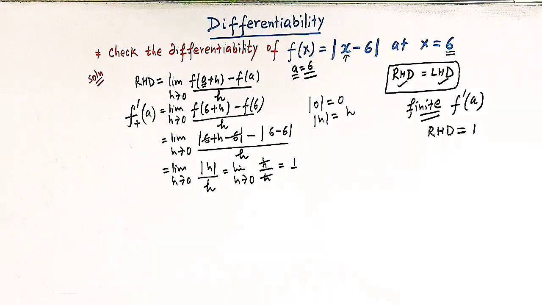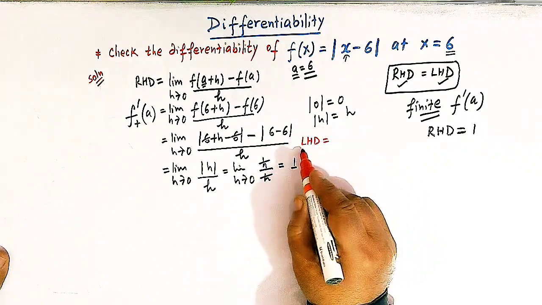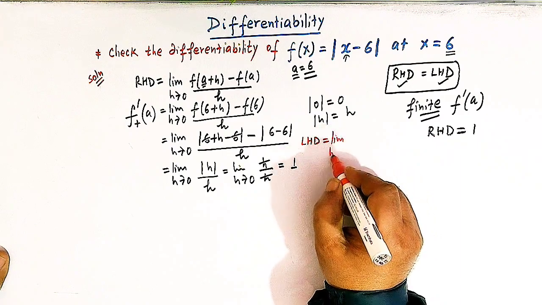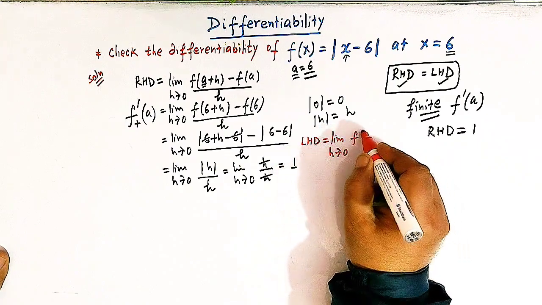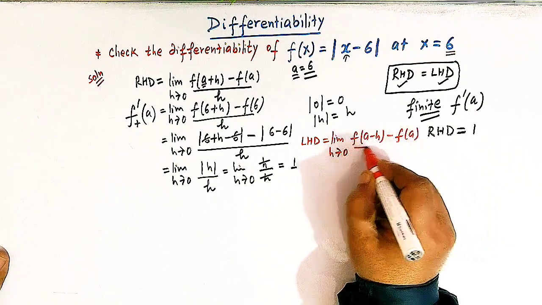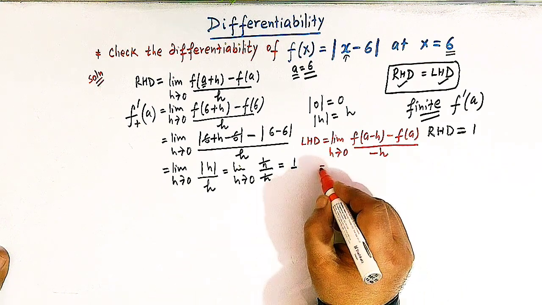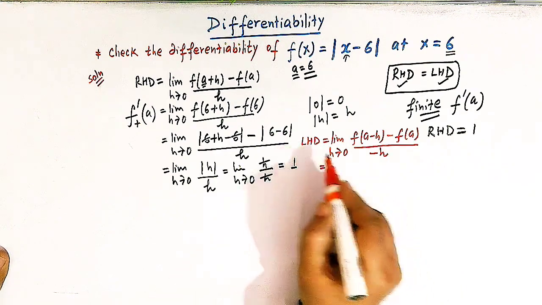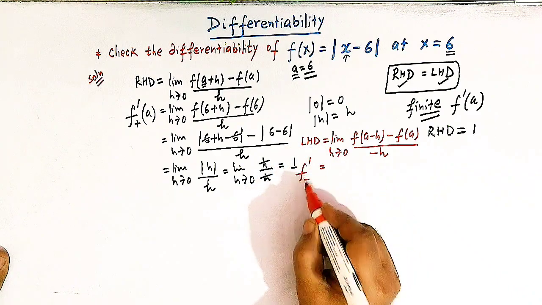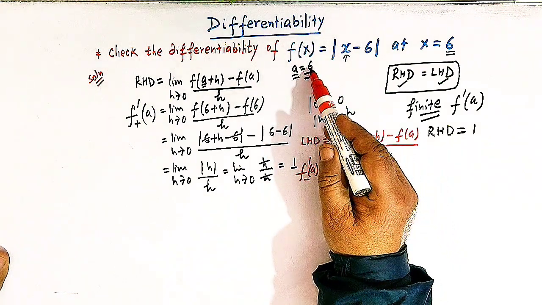Now let us find out the left hand derivative. So the definition of left hand derivative is limit h tends to 0 f of a minus h minus f of a divided by minus h, right? So now we can use the notation for the left hand derivative as f prime, and here we have a negative sign, and here we have a, where a is 6.